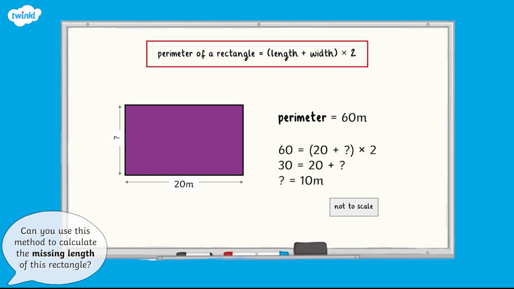Here is the answer. We can check our answer by calculating 20 and 10, then doubling it. The answer is 60, so 10 metres is the correct answer for the missing width.